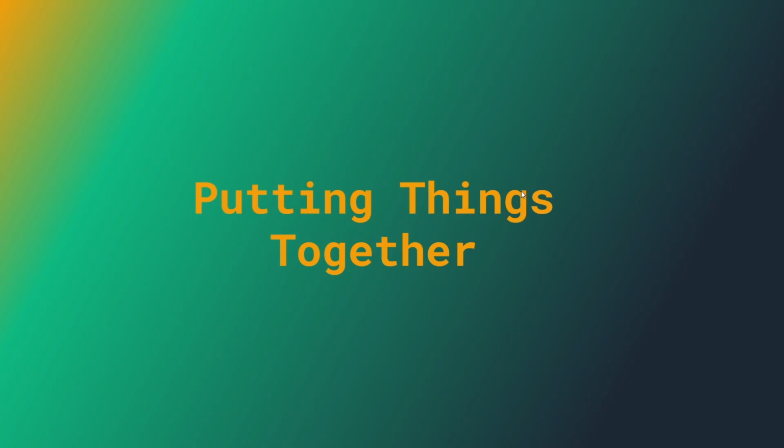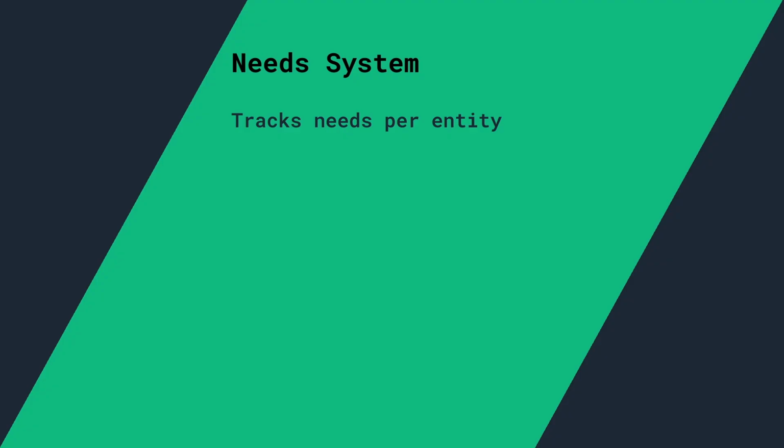Now, time to actually put everything together. First of all, this is a new system that I added specifically for this, okay? It's a needs system. Essentially, it tracks the needs per entity, right? It gets in an entity ID, a world object ID, right?